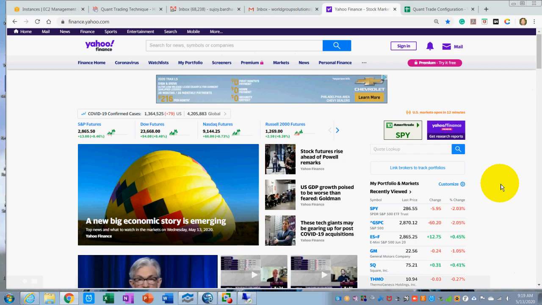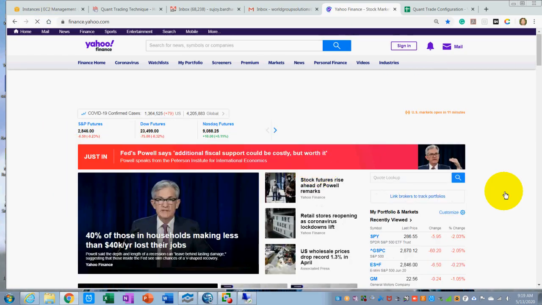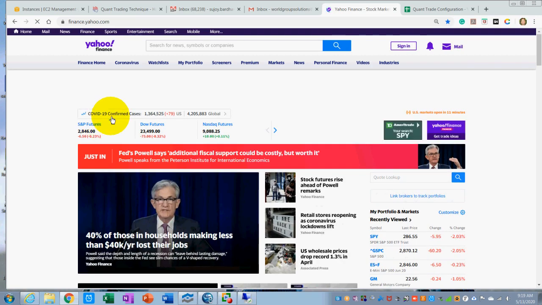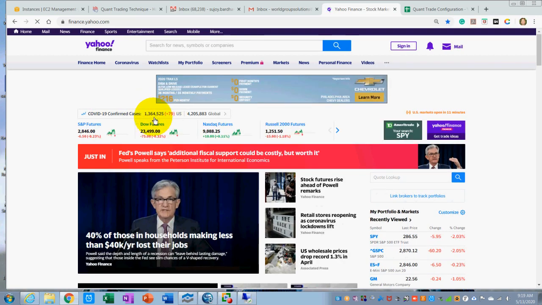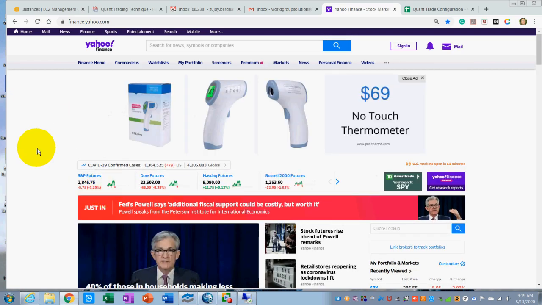So it's around 9:19. The market should open up in the next 10 minutes. Seems like the future is positive at this point of time, and let's see what happens. Interestingly, over 1.3 million people have had a confirmed case of coronavirus as of today. So again, when I refresh the future, it seems like it's going south again, which is around minus 0.2%.